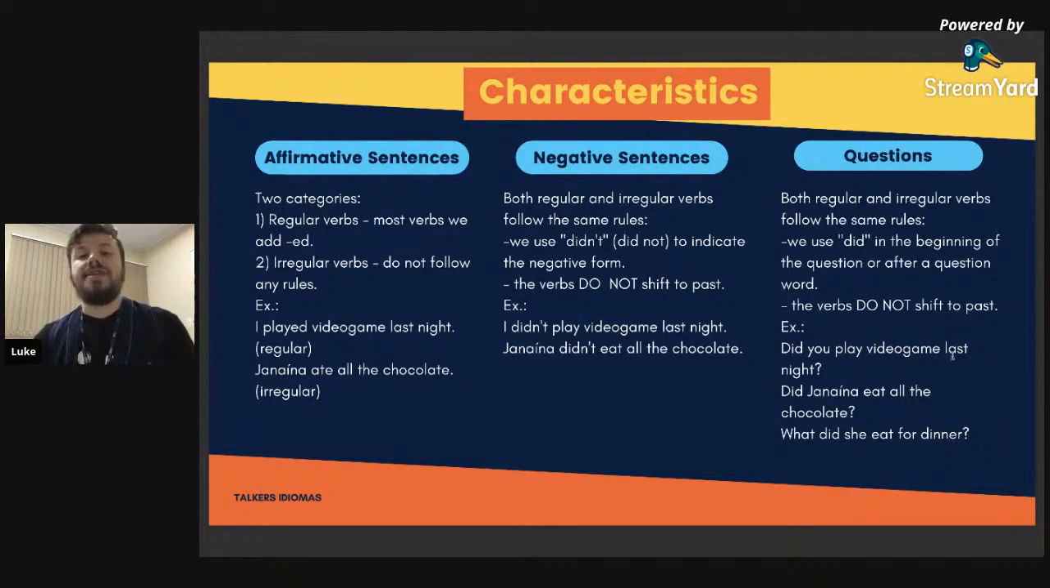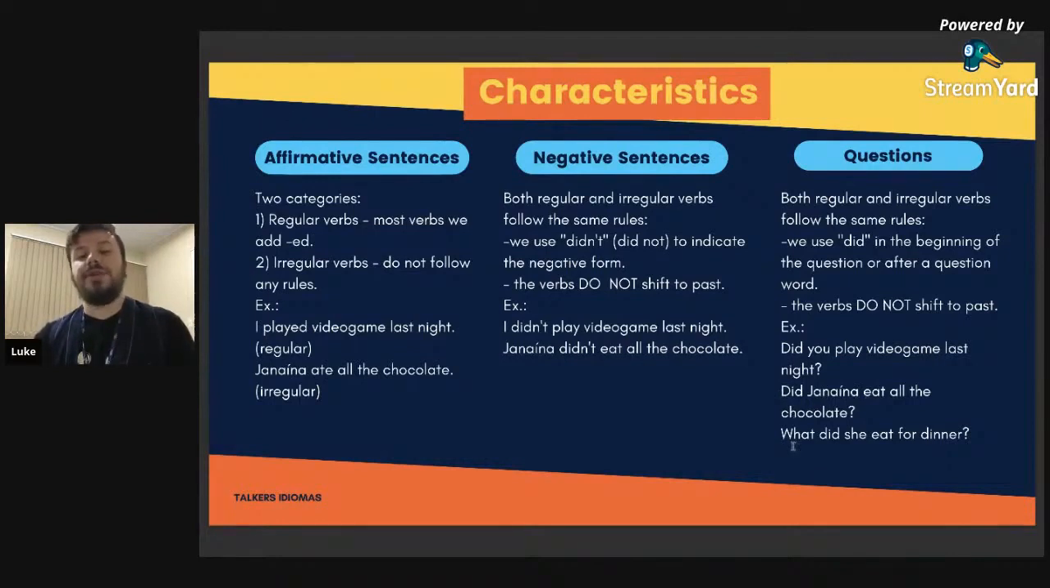So let's see the examples we have. Did you play video game last night? Again, we have did, which indicates past, and then the verb stays in the base form. We do not need to change it. Did you play video game last night? And then we have, did Janaína eat all the chocolate? Okay, so we have an example here. Did Janaína eat? Again, we don't have to change the verb.